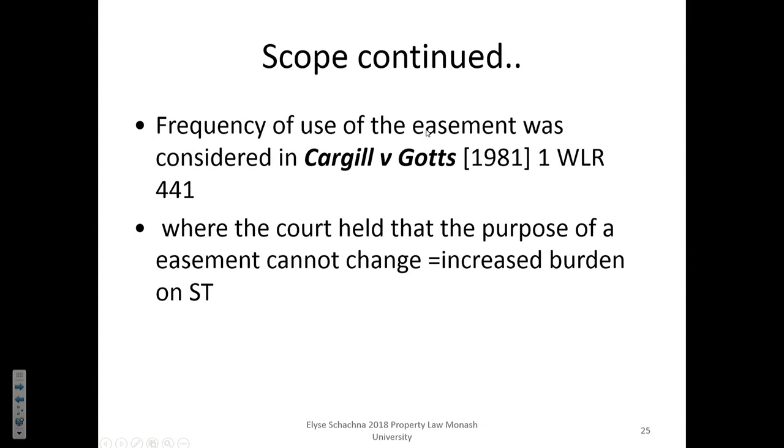And the next case of Cargill and Gotts considered the frequency of use of an easement. In Cargill and Gotts, Cargill owned a farm and drew water from a pool in a nearby river for his stock. Cargill took more water in later years, which he used to spray crops. Gotts eventually became the owner of the land surrounding the river and took action to prevent Cargill from using it. Cargill sought a declaration that he had an enforceable easement to abstract water for the purposes of his farm.